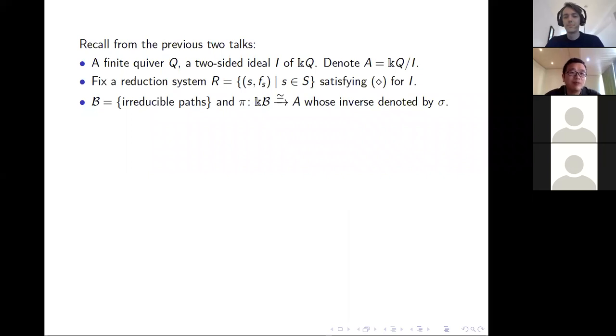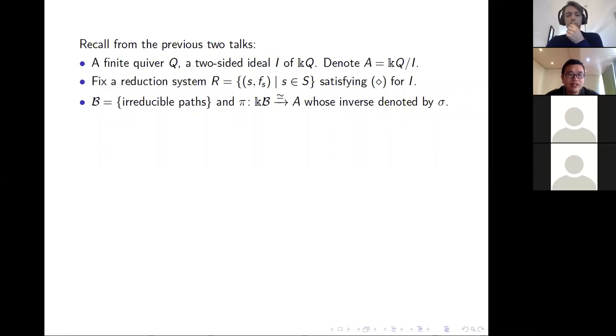Let me give a brief recall from the previous two talks. So the following is our setup. We start with the finite quiver Q, and we fix a two-sided ideal I of the path algebra KQ, and we denote the quotient algebra by A, namely KQ mod I. And then by Chouhy-Solotar's result, we know there exists a reduction system satisfying the diamond condition for the ideal.